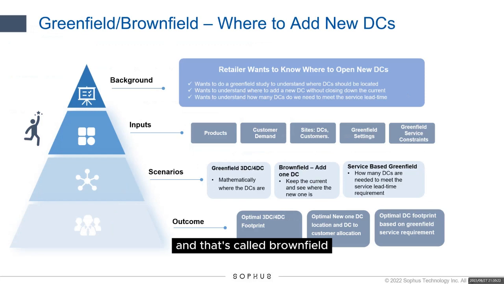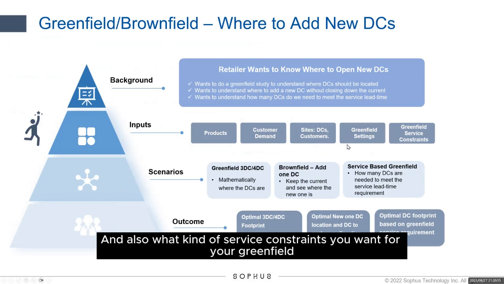And that's called brownfield. Thirdly, we have a service requirement to meet. Then how many DCs and where should they be? For such a model, the input would include customer demand, sites including your DCs and customers, settings like how many DCs you want, and also what kind of service constraints you want for your greenfield.